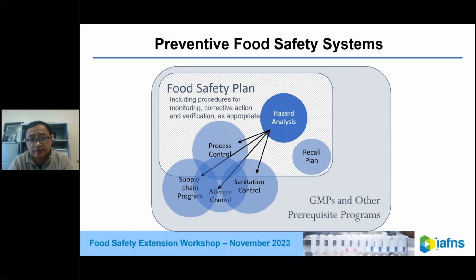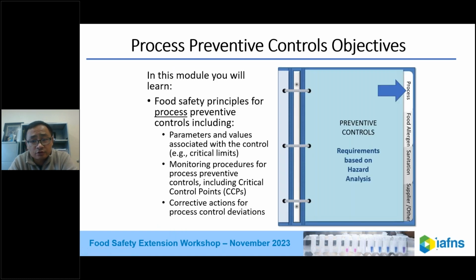So if you look at the overall picture, what FSMA preventive control is really about is based on the hazard analysis, which I believe the previous speaker already talked about. Then you need to come up with controls, including a recall plan. So today I will talk about chapter 9, process control. What we're going to talk about today is process preventive control, including 3 major items.